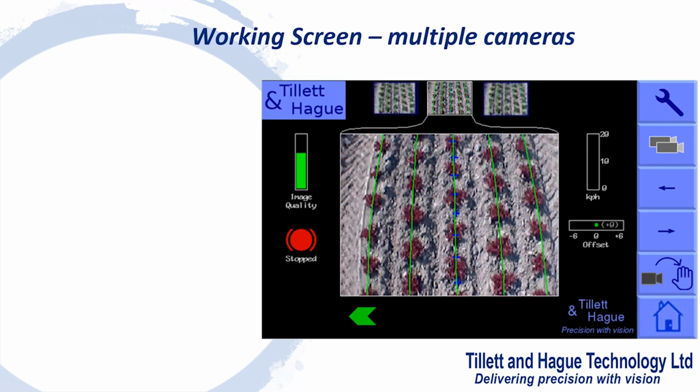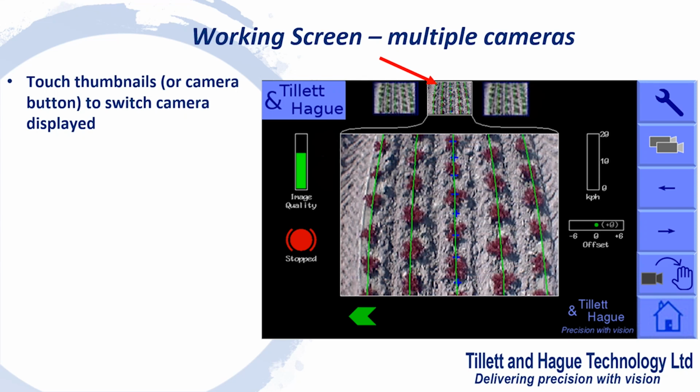Where multiple cameras are fitted, each will have a live video thumbnail at the top of the screen. Briefly touching on a thumbnail selects that image for the main display. Alternatively, you can use the button labelled with a multiple camera graphic to toggle between the thumbnails.